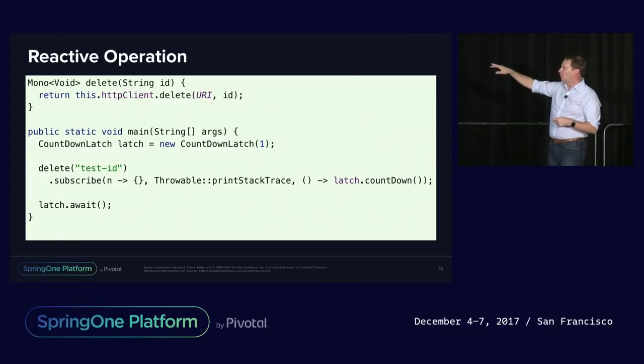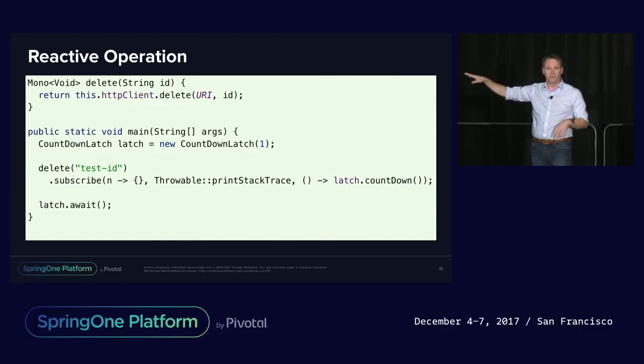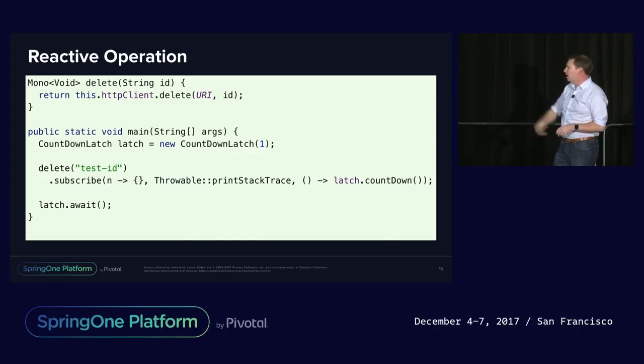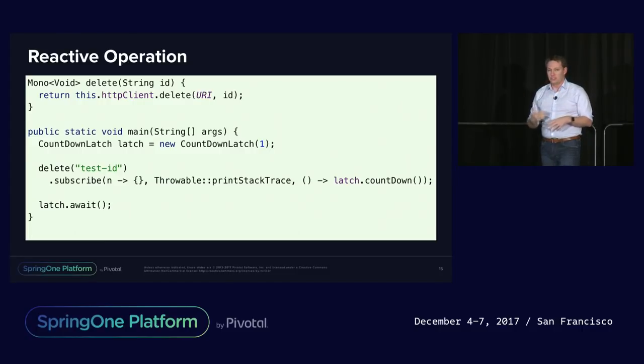Because it turns out if you look at the subscribe method signature, there are 3 components to it. The first one is, what should I do when the data comes? In this case, it's just a throwaway, and does nothing, because nothing will ever come. It's a void. What happens if there's an error? Well, I just want to print the stack trace. There's nothing I can really do if delete fails. Or maybe there is. Maybe we go and do something else. And then finally, what do I do when this whole thing completes? It goes to the CountDownLatch and releases the await that's happening.